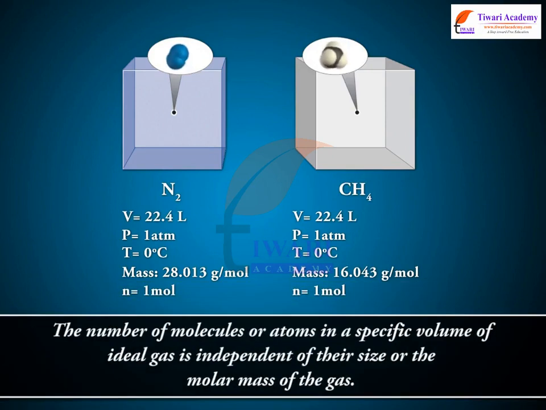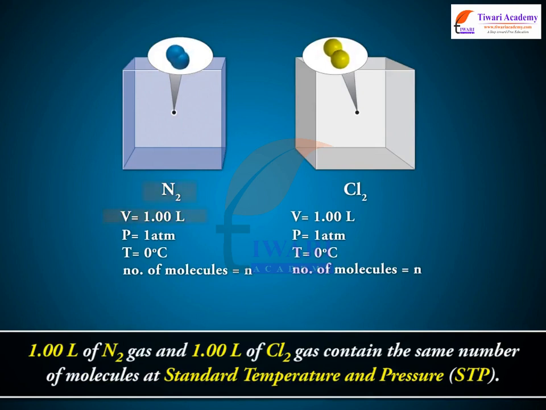Thus, the number of molecules or atoms in a specific volume of ideal gas is independent of their size or the molar mass of the gas. For example, 1.00 liter of N2 gas and 1.00 liter of Cl2 gas contain the same number of molecules at standard temperature and pressure, STP.